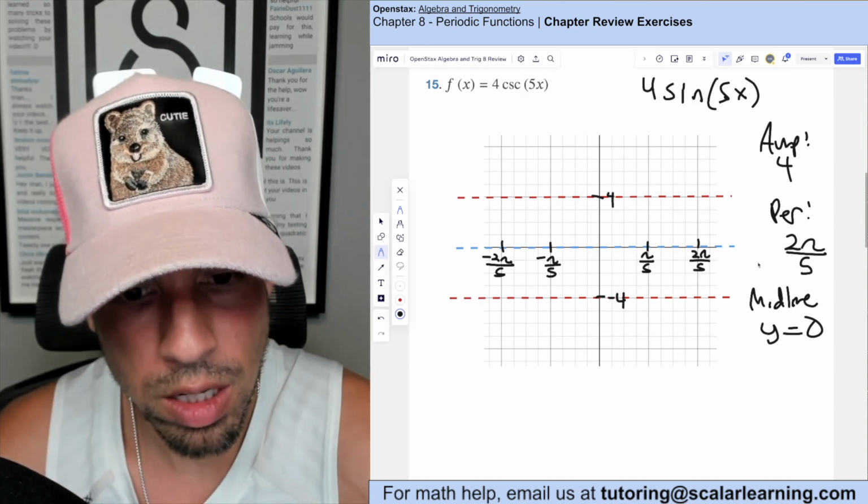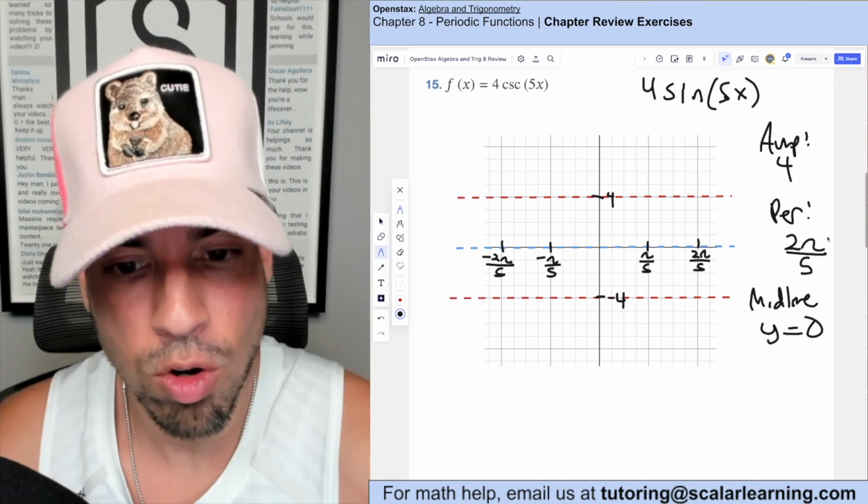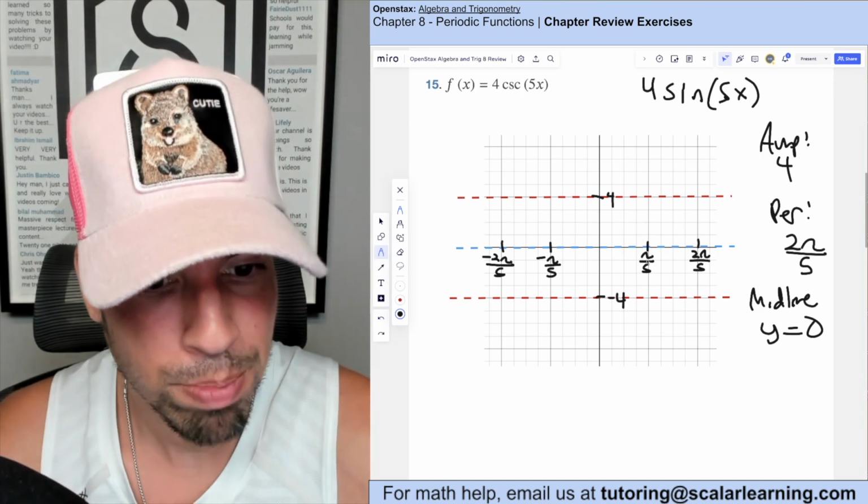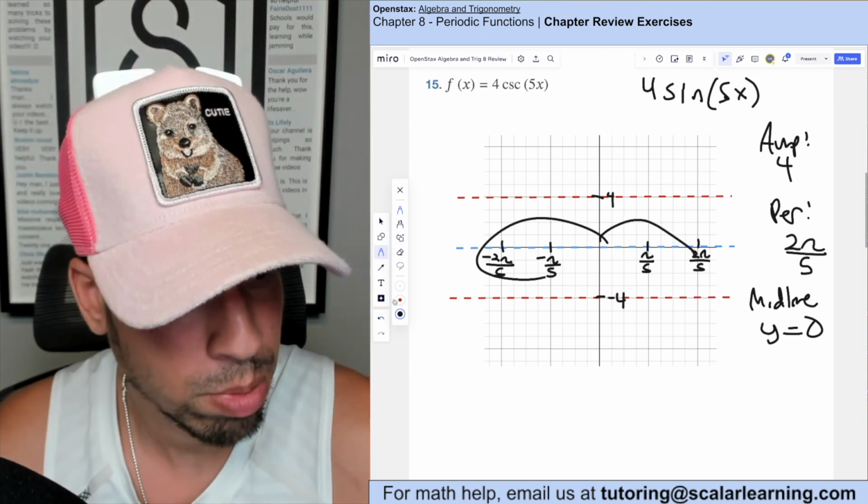So again, the beauty of leaving everything blank is I can label it according to this period, right? I can make this pi fifths, 2 pi fifths, that's one period, and that's another period, okay?